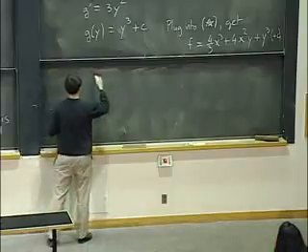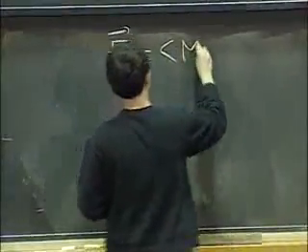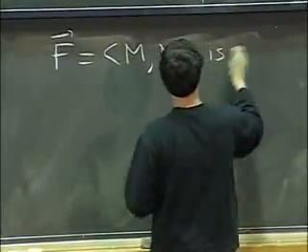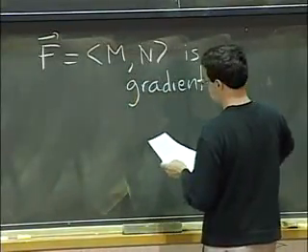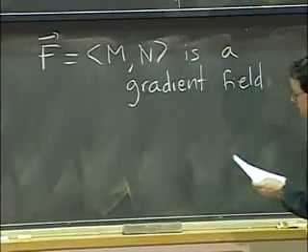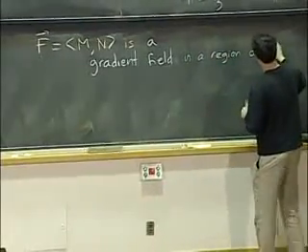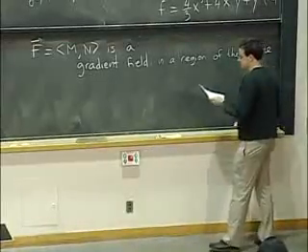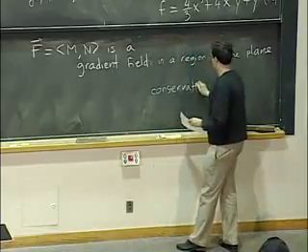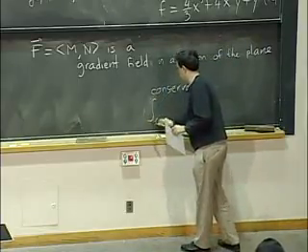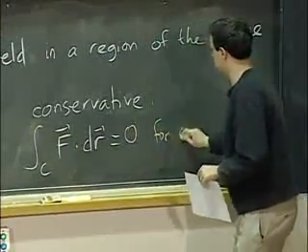Let me start by actually doing a small recap. So we said we have various notions. One is to say that a vector field is a gradient in a certain region of a plane. And we have another notion which is being conservative, which says that the line integral is 0 along any closed curve.